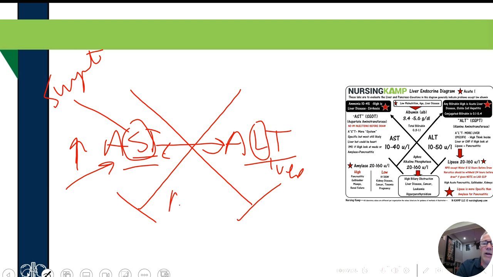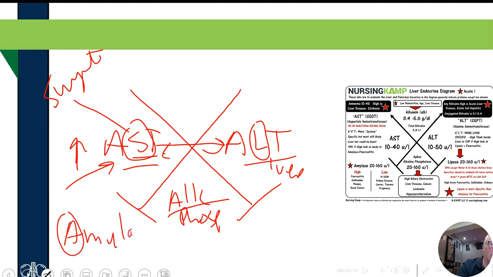And your alkaline phosphatase is a byproduct. And then you have amylase over here. Always start with A, amylase. I think ACE is high, right? And then lipase.